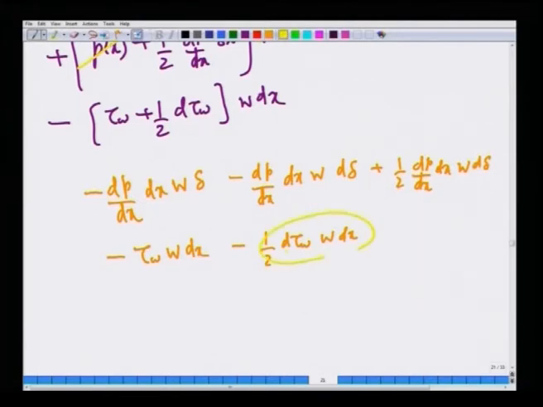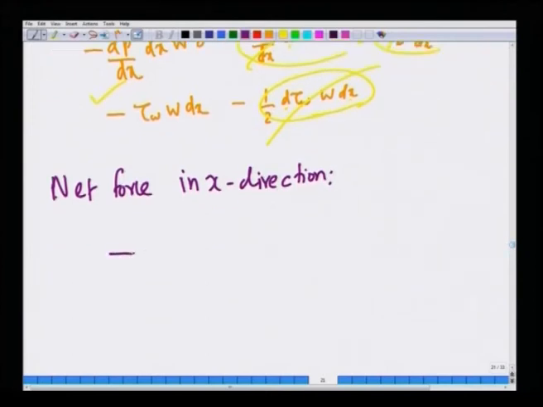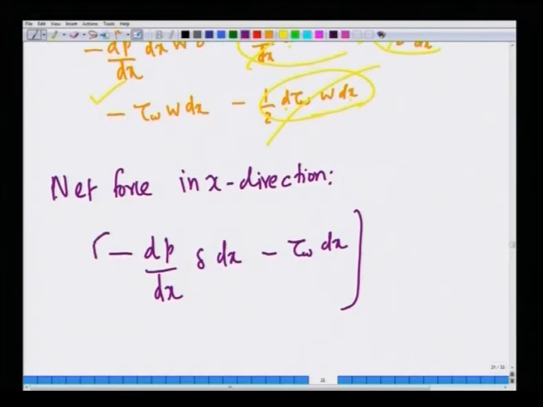So, there is a differential of stress and differential of length, this is small. This is again small because it is dx d delta, small. So, the only two terms that will survive from the net force are these. So, you will finally get the net force in the x direction is nothing but minus dP dx delta dx minus tau w dx, whole multiplied by w.